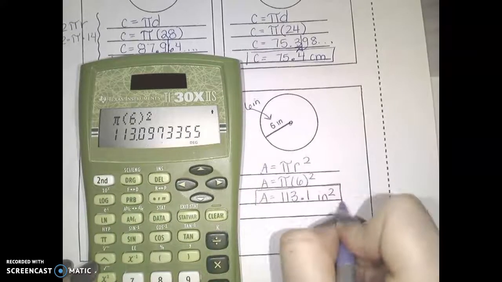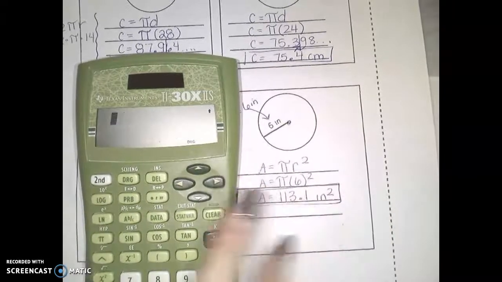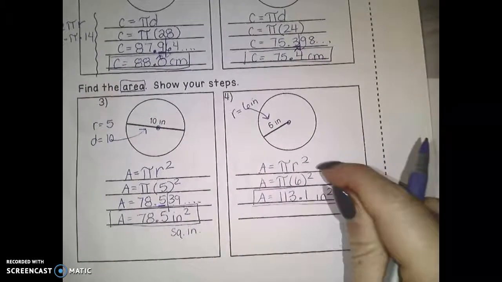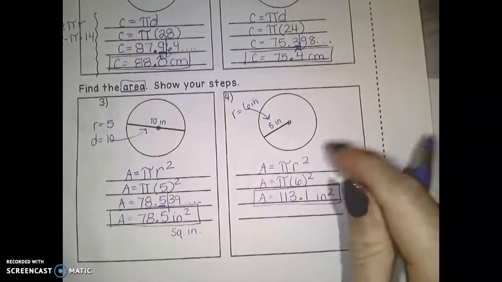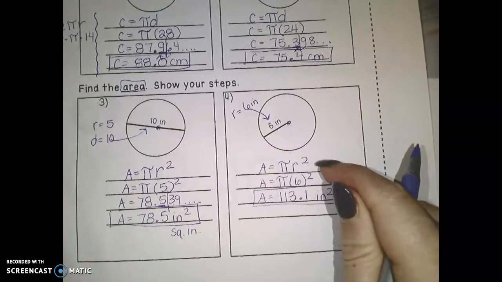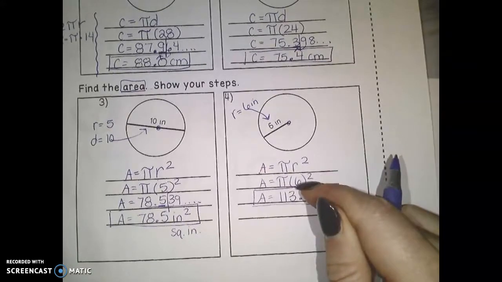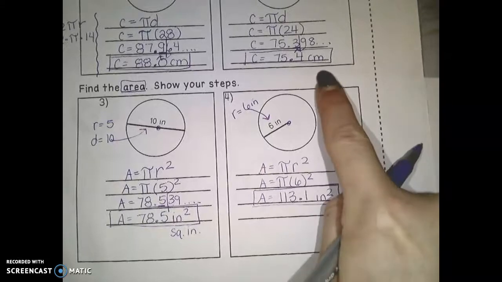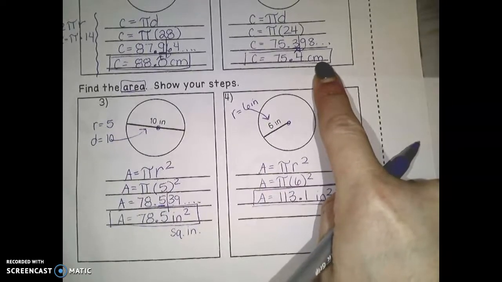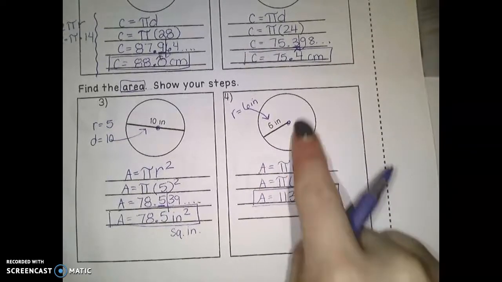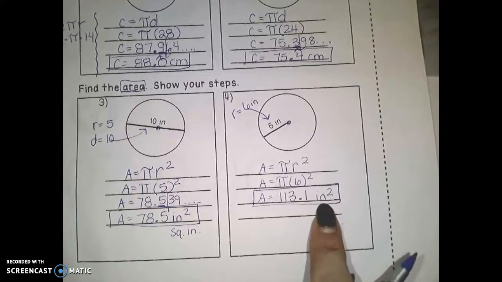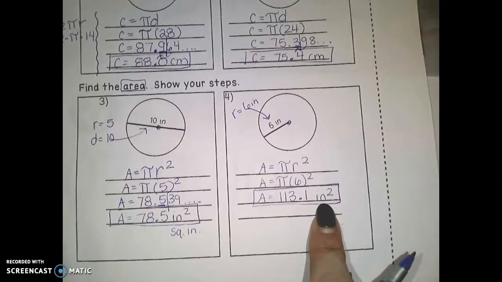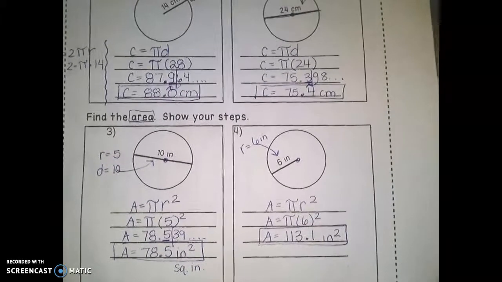So really, guys, when you're doing any tasks this week on circles, okay, I want to see 3 lines worth of work. Which formula did you pick? Plugging in and solving and rounding properly with the correct units. Remember, circumference is the distance around it, so it's just centimeters. Area is the space inside, and that's square inches or whatever unit you were working with. Okay, so here's 4 examples.